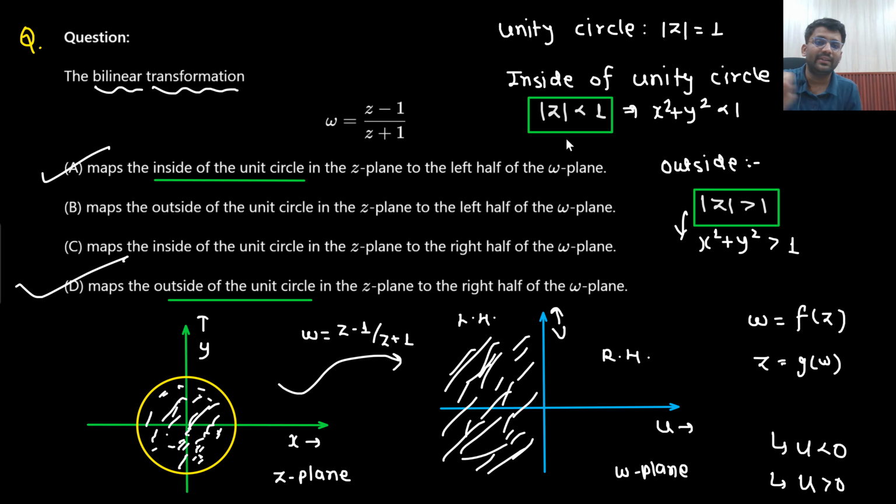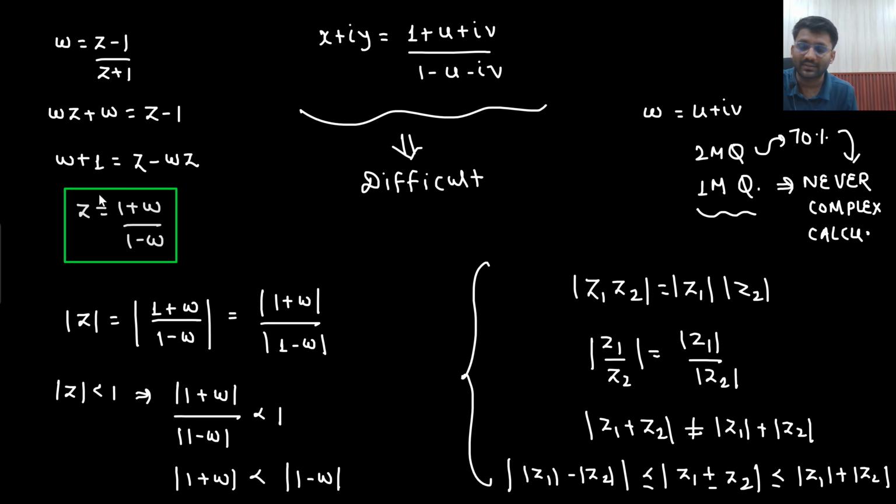If I need to make the inequality, then what inequality do I have? Mode of z less than 1, mode of z greater than 1. Yes, this is the inequality I have. So if this is the inequality, it would click to me that yes, this is the process I need to follow. Is that understandable?